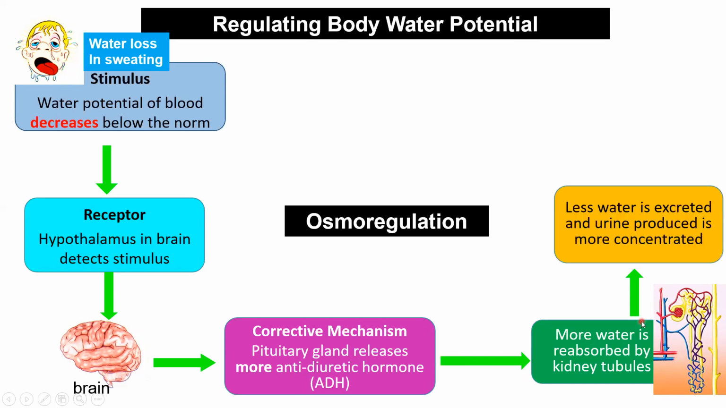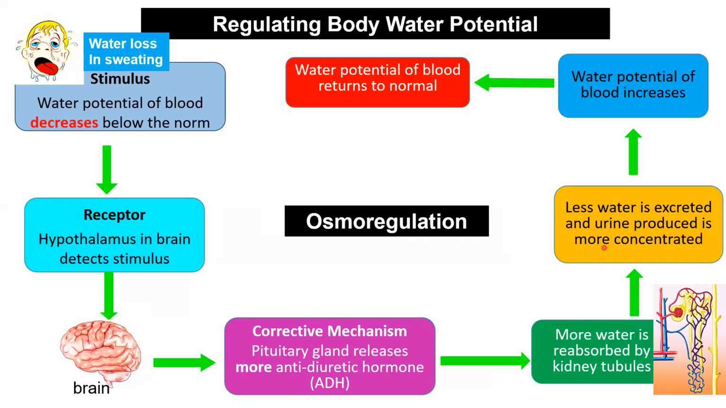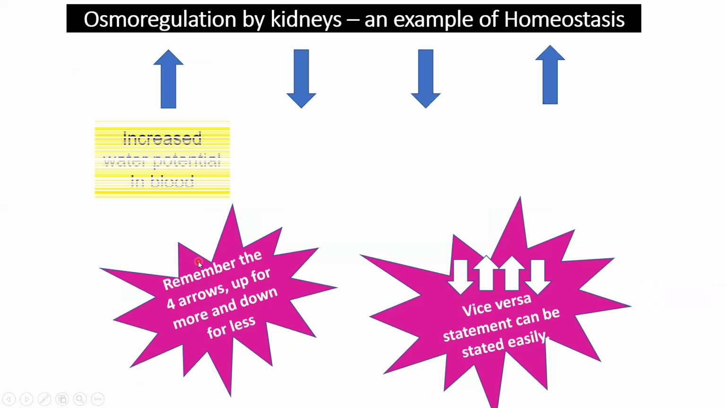And then what will happen? Less urine will be produced, less water will be excreted in the urine, the urine volume will decrease, and more concentrated or darker urine will be produced. So the water potential of the blood will ultimately increase towards the normal, and that is the negative feedback from the increased water potential of blood towards the receptor.